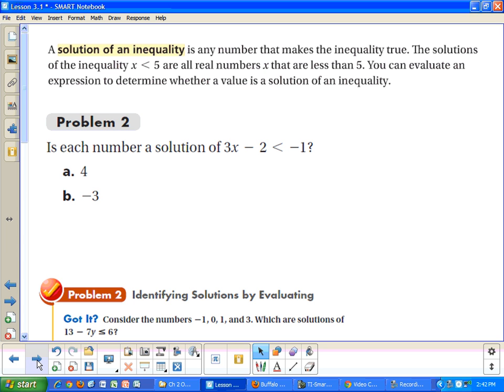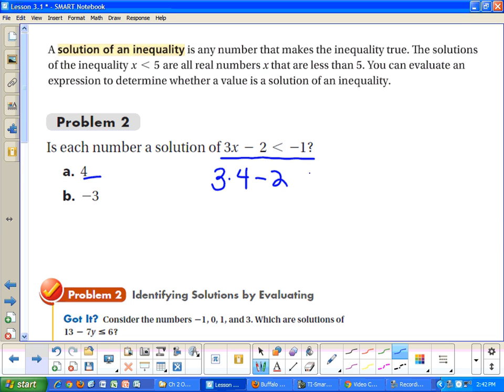The solution of an inequality is any number that makes an inequality true. The solutions of the inequality x is less than 5 are all numbers x that are less than 5. You can evaluate an expression to determine whether a value is a solution of an inequality. So to see if 4 is the solution to this inequality, we want to check the truth value. So we're going to substitute 4 for x, subtract 2, and see if that is less than negative 1. So I'm going to put a little question mark right here.